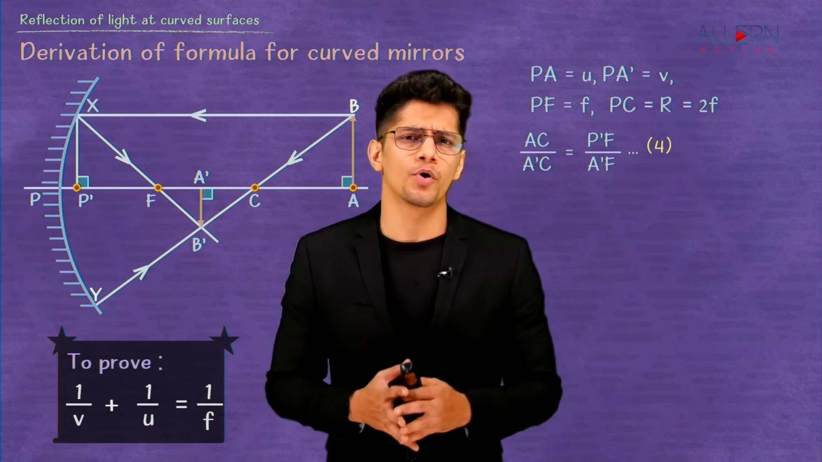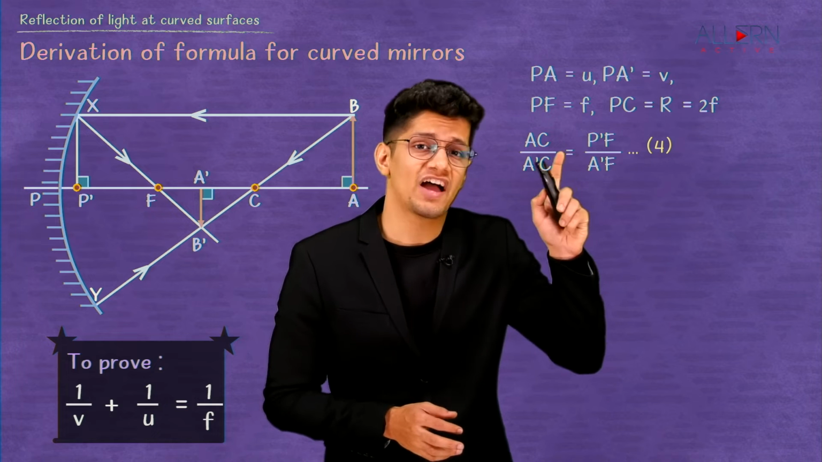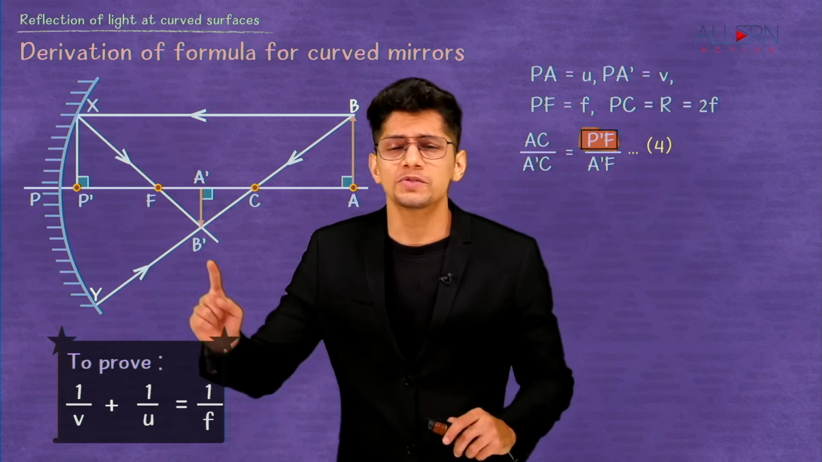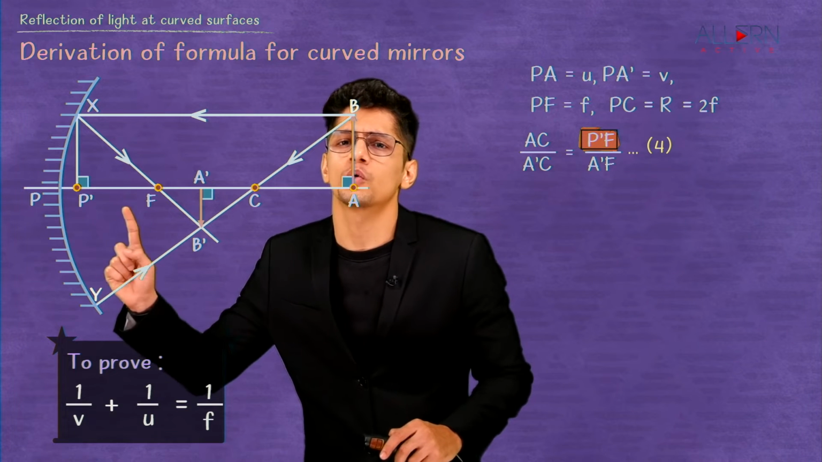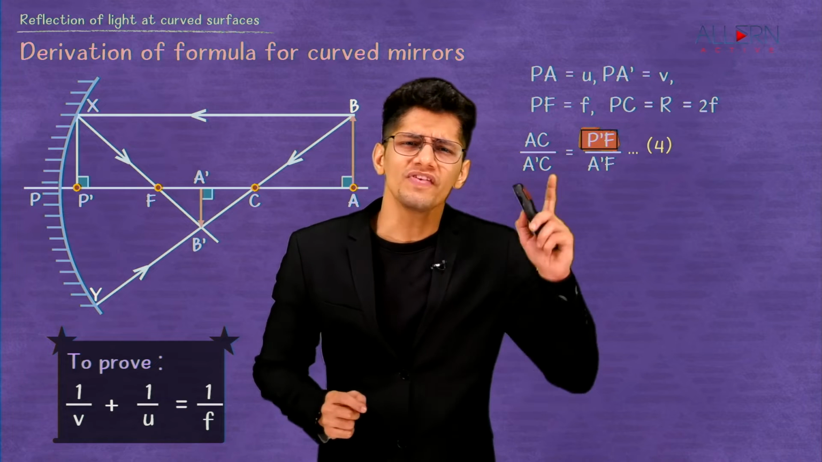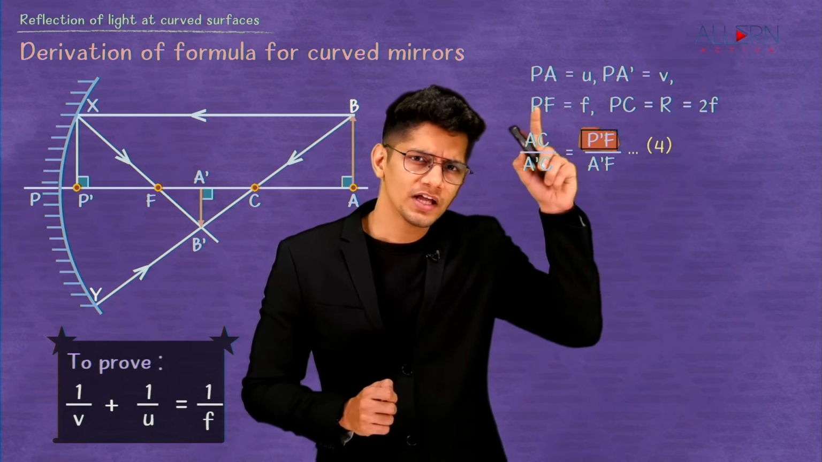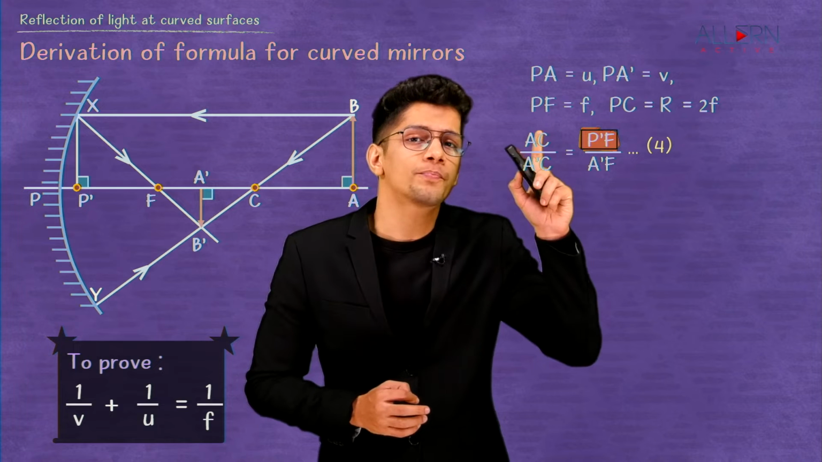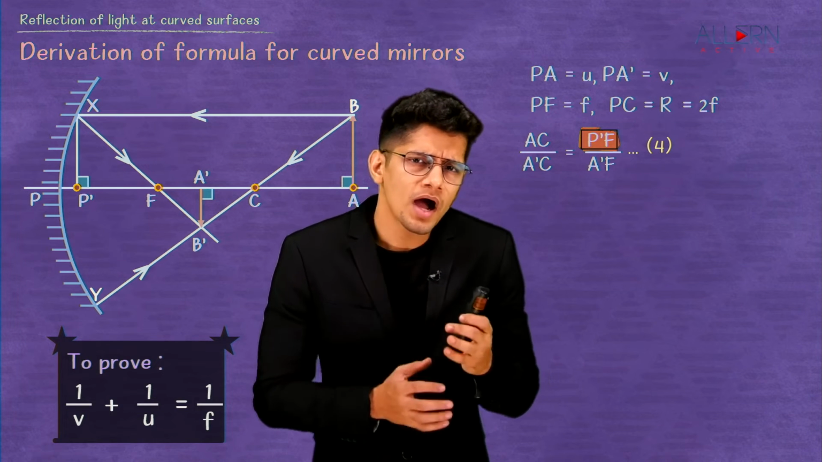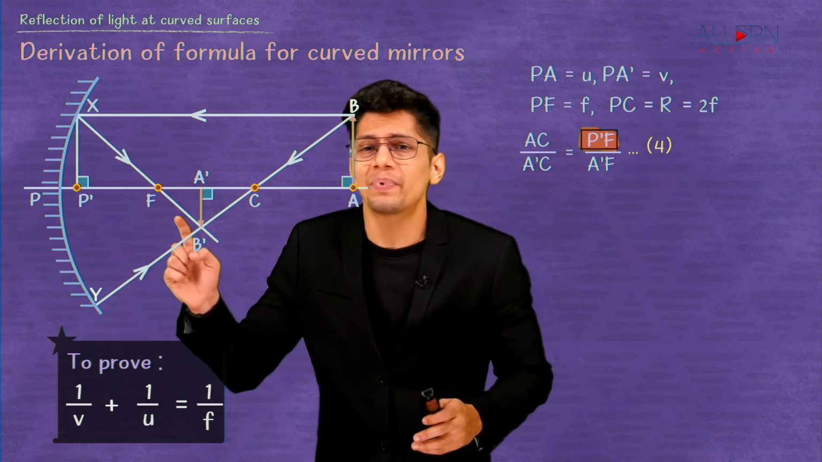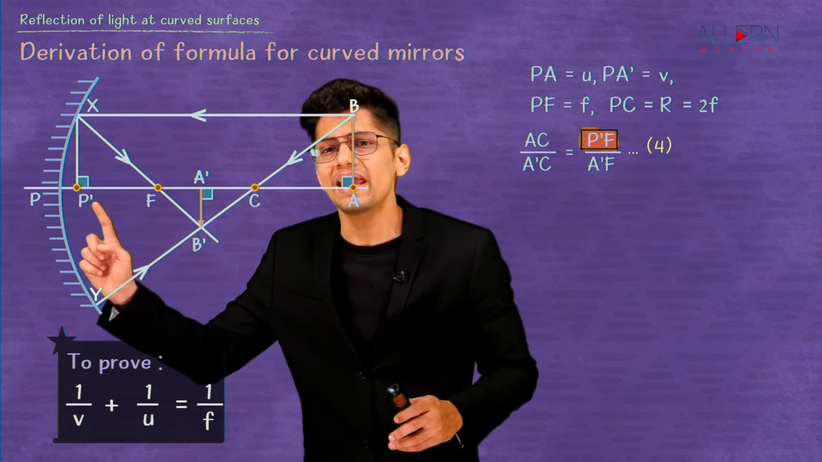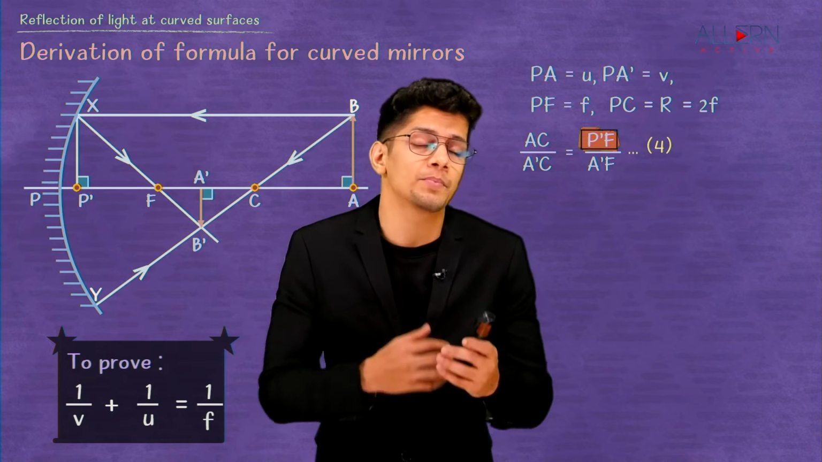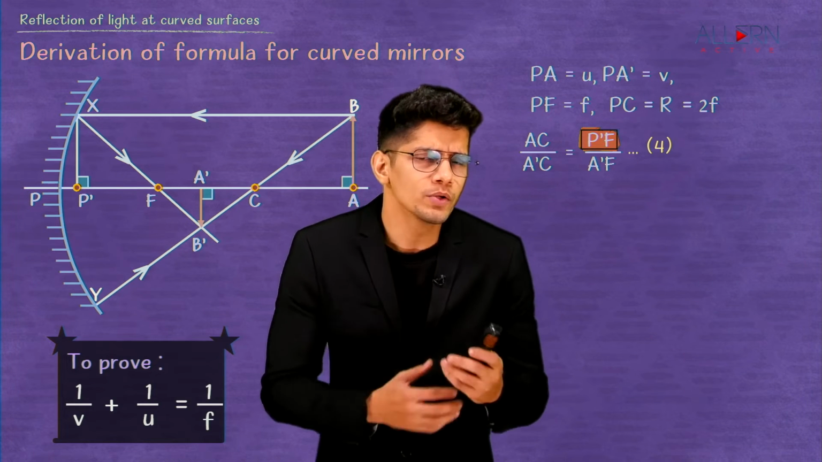Now this is very important. If you see over here, we have P dash F. Where is P dash F in the diagram? It is over here, P dash F. Do we have the value of P dash F? If you see, we don't have the value of P dash F, we have the value of PF. So if somehow we can prove that P dash F is equal to PF, then our derivation becomes very simple. But how do we do that?